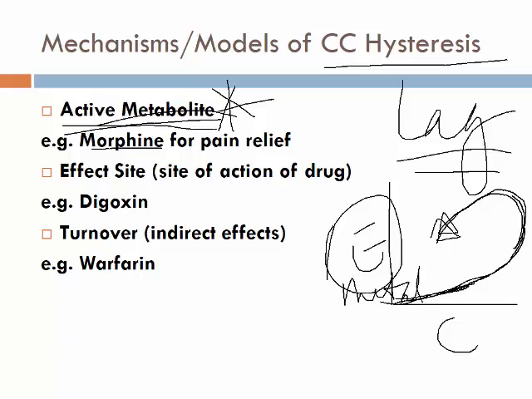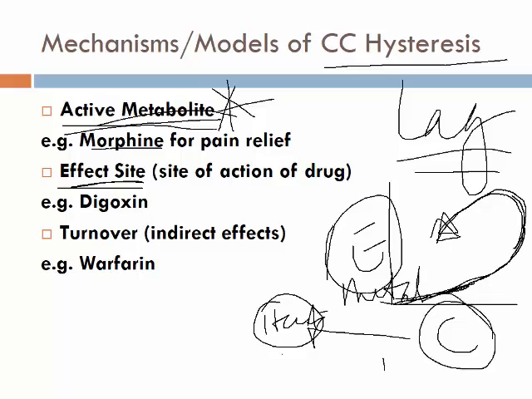Another mechanism for this is when there's an effect site. An effect site is where the drug has to move from the blood into maybe the heart tissue or the muscle, somewhere where the drug actually has to move from the blood to an organ to have the effect. Remember, this concentration is measuring blood concentration. So if it has to get to a specific site, then there's going to be a lag, isn't there?